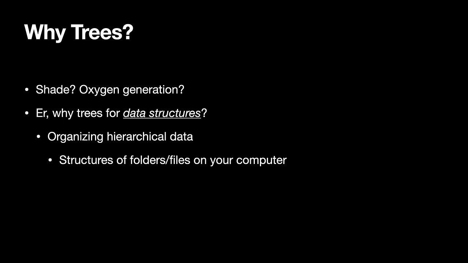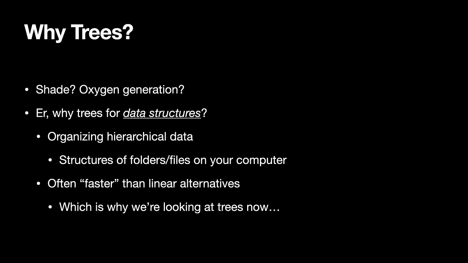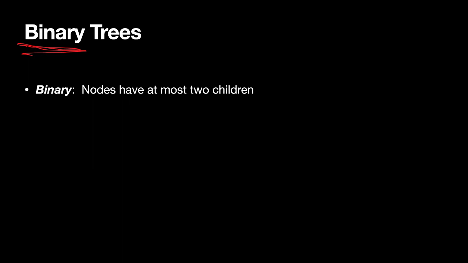That's just one example. Oftentimes trees are faster than their linear alternatives, and that's what brings us to trees right now. If you remember, we had some deficiencies with our various attempts at priority queues. We're going to try and fix some of those by using trees. So we're going to focus specifically on binary trees for the time being. So binary is 2 options. Binary trees have at most 2 children.